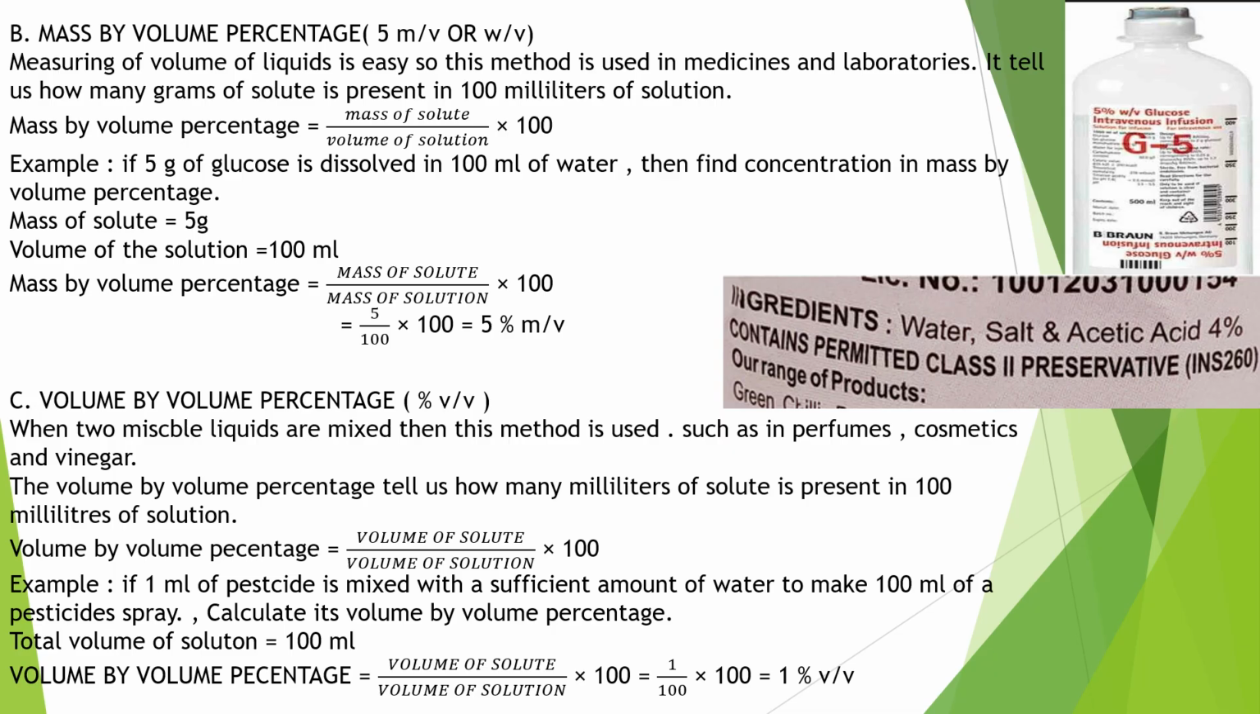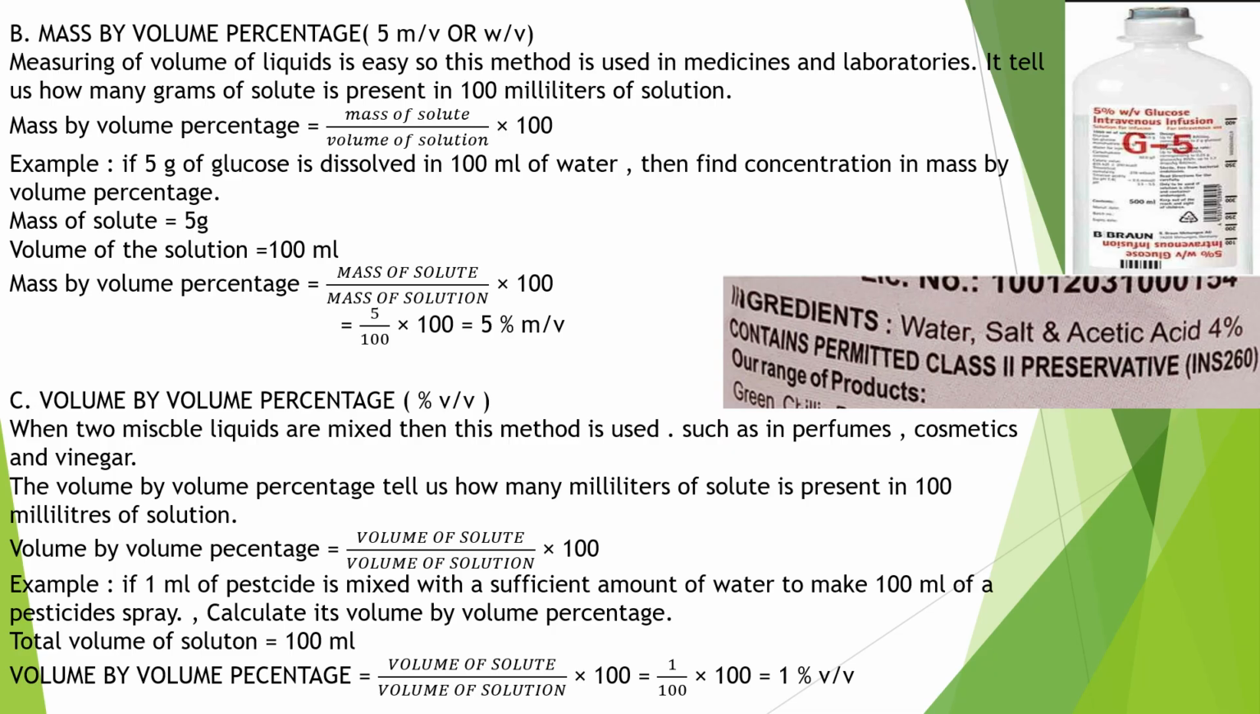Now, mass by volume percentage, m upon V or w upon V. Measuring the volume of liquids is easy, so this method is used in medicine and laboratories. It tells us how many grams of solute is present in 100 milliliters of solution. Mass by volume percentage is mass of solute upon volume of solution into 100.